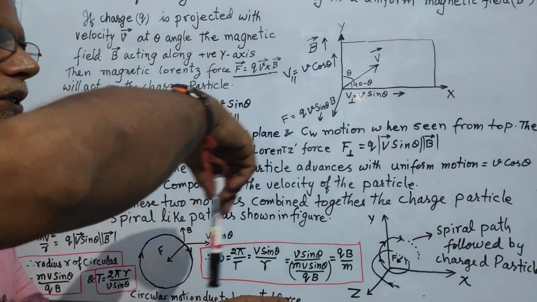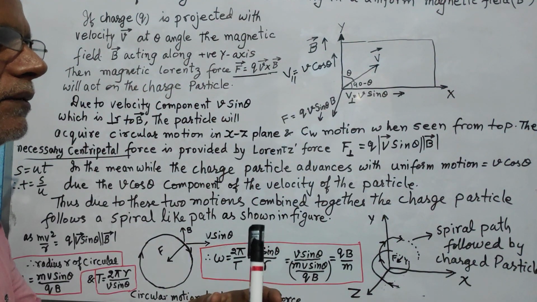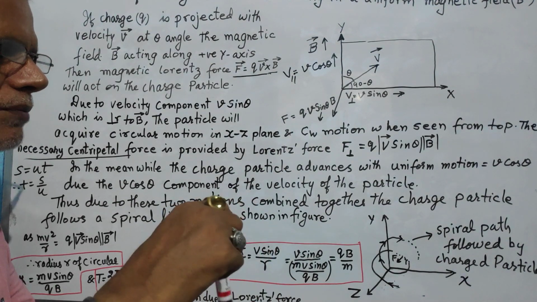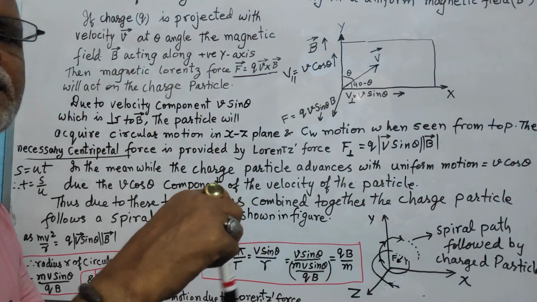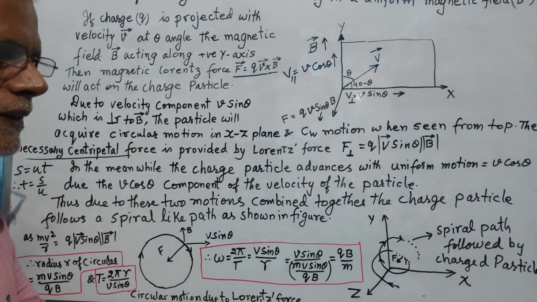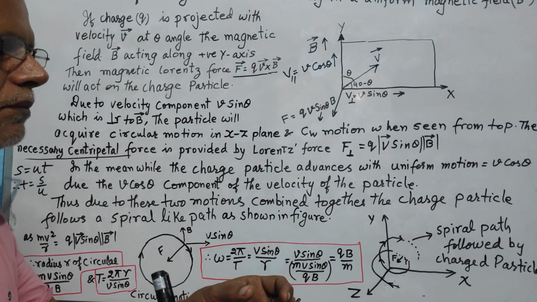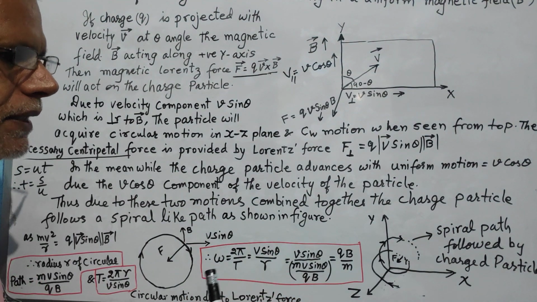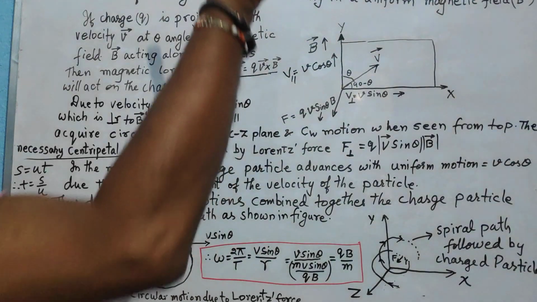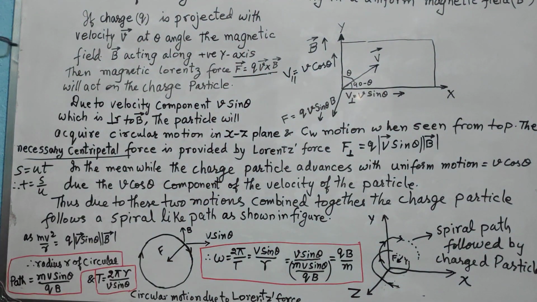So what happens if there were no vertical motion of the particle? It would have continued to move in a circular path. But since it has some component in the vertical direction, the particle is moving in the circular path, but each time it is advancing along the positive y direction. So that means the particle will have a spiral-like path. So this is very important to understand.